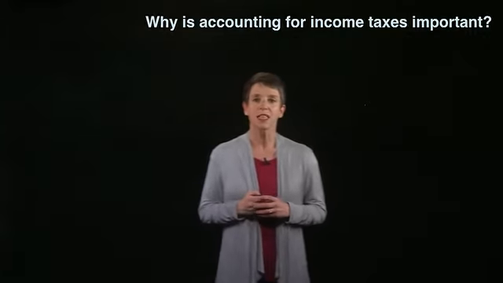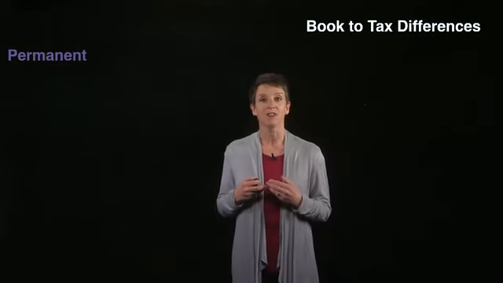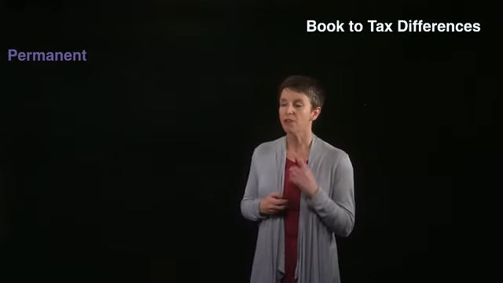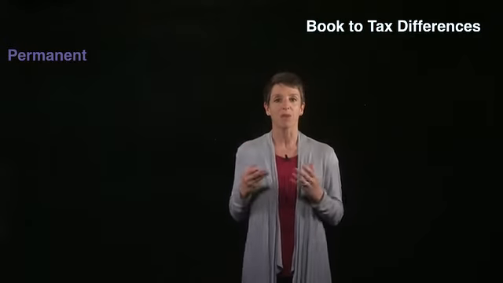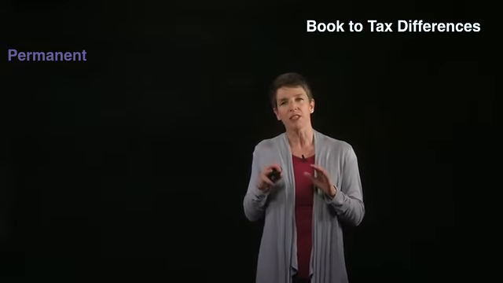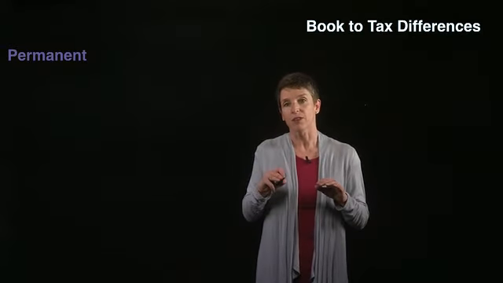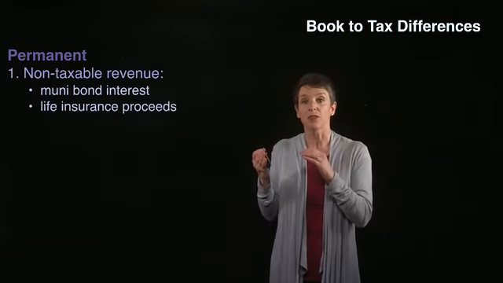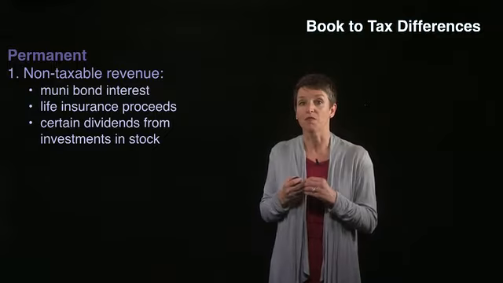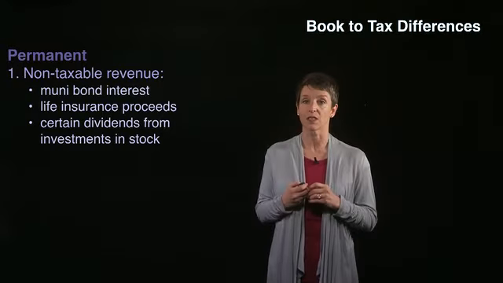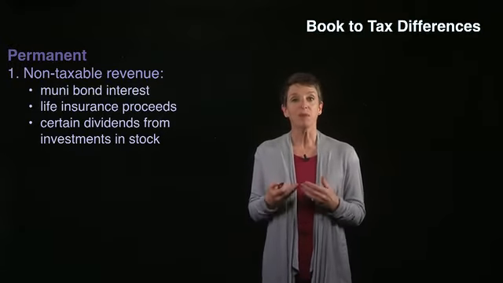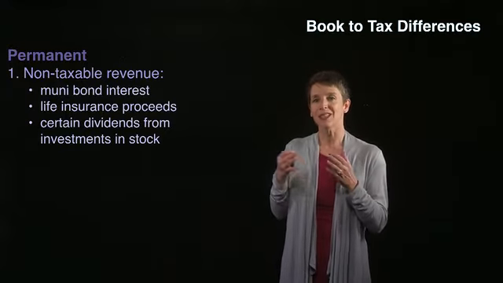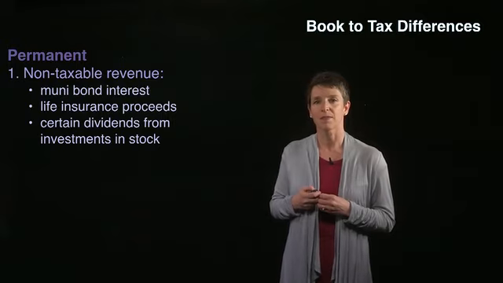So first, let's start by looking at the types of differences that we see between book and tax income. The first kind of difference we have is called a permanent difference. These are differences that never reverse, meaning we're going to have something that is non-taxable from a tax perspective, but it might still be revenue for book purposes. For example, municipal bond interest is never taxed, yet it's a revenue for book purposes.